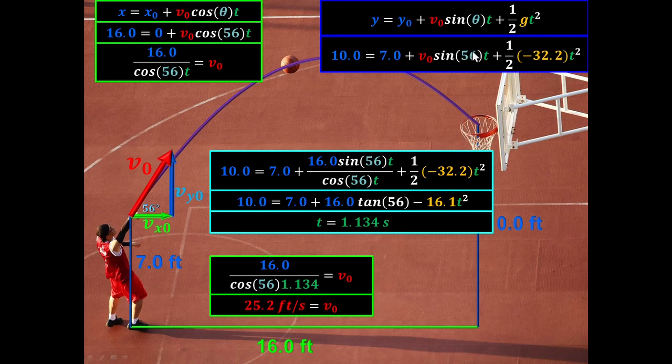One last thing I need to remind you of is that if this is 56 degrees, make sure your calculator's in degree mode. That's an introduction to projectile motion. Opens up a whole new world of fun problems.